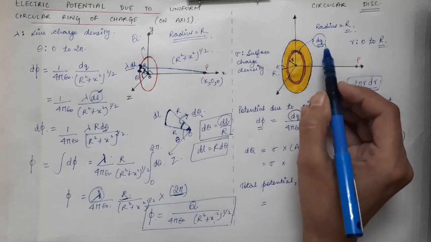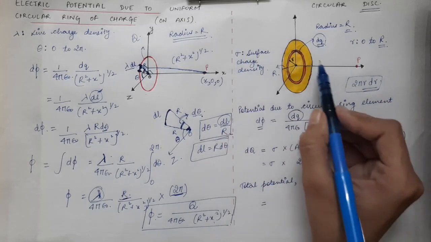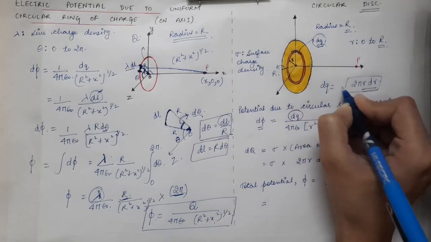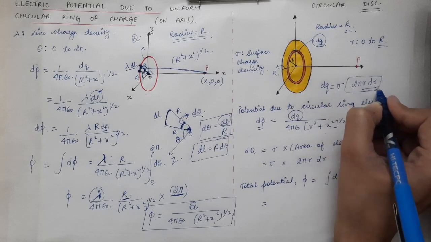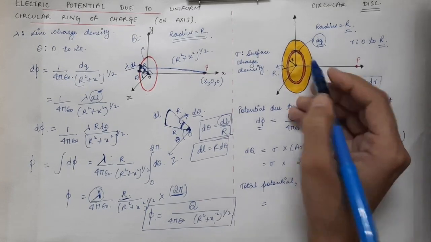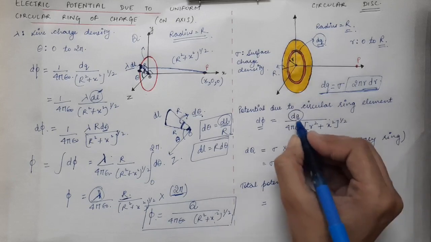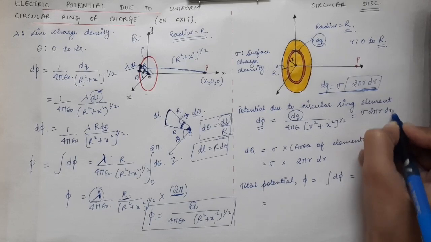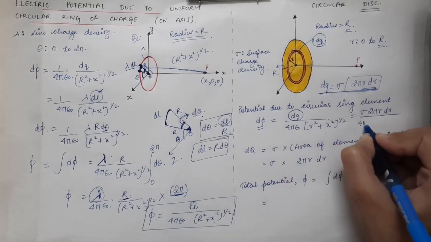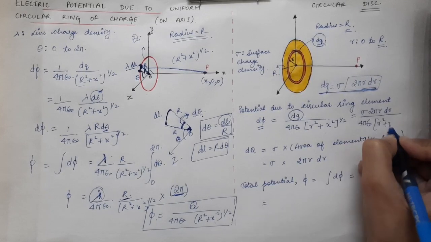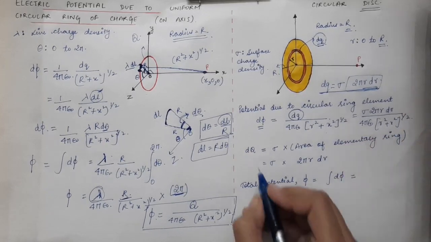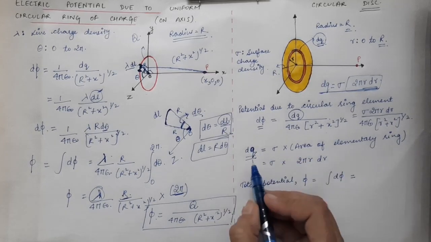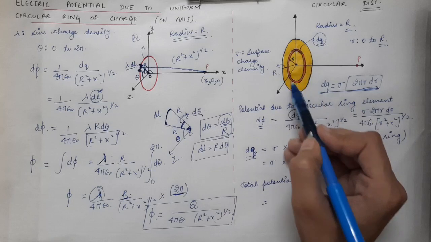So what will be dq? dq will be equal to sigma into the area of this orange portion. So the charge dq will be nothing but equal to sigma into 2 pi r into dr. So this is the charge which is carried by this elementary ring. So instead of dq we can write sigma into 2 pi r into dr, divided by the whole denominator, which will remain as it is, r square plus x square power 1 by 2. Here I have written capital Q, you can write it as small q. So this is the charge which is carried by this orange portion area.